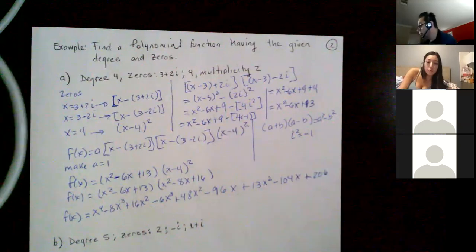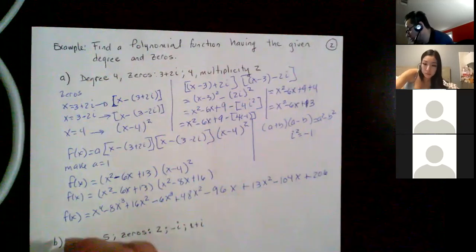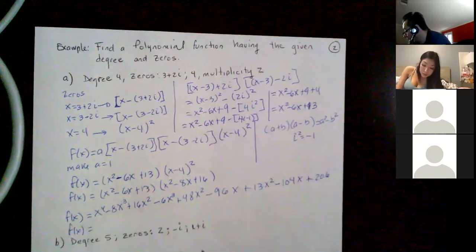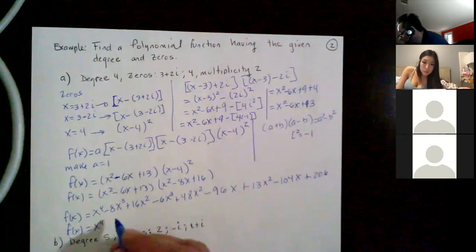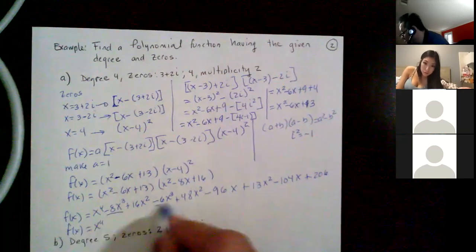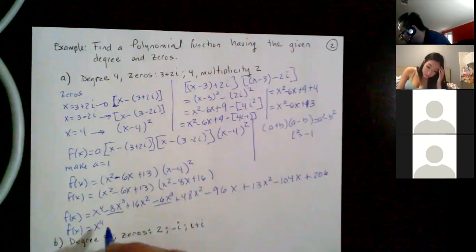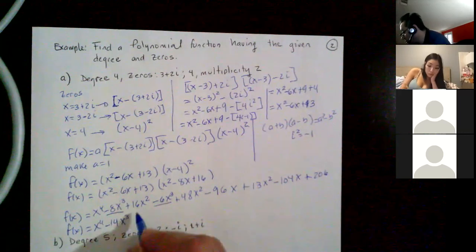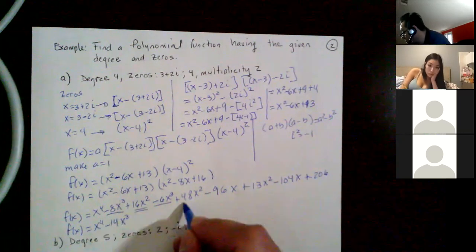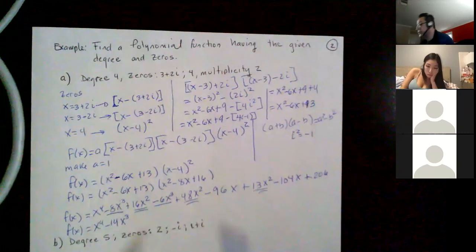All right. Now we're going to combine like terms, you guys. Well, x to the 4 is by itself. We have negative 8x cubed, negative 6x cubed. Negative 8 minus 6 would be what? Negative 14x cubed. Now the x squared. What is 16 plus 48 plus 13?